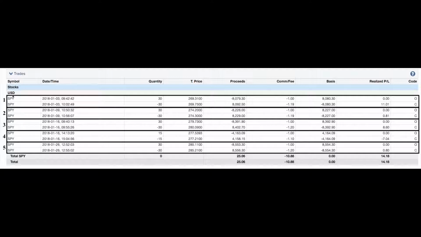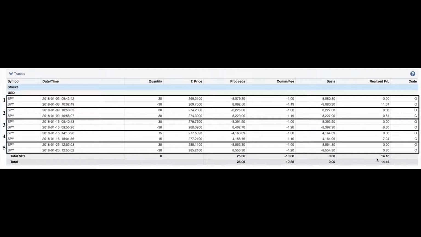I took 5 trades total, which is less than the other months, but I was being a bit more selective here. So 5 trades total, without commissions, total profit was $25.06. Commissions were $10.88.